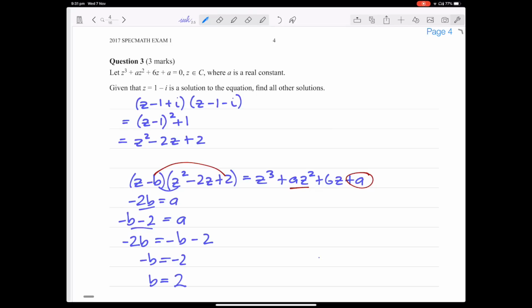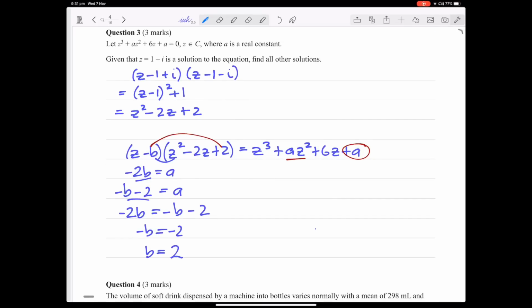So therefore, if b is equal to 2, then what will a have to equal? It doesn't actually tell us to find a. It just says to find other solutions. So therefore, our other solutions are 1 plus i and b equals 2. So there are other solutions.